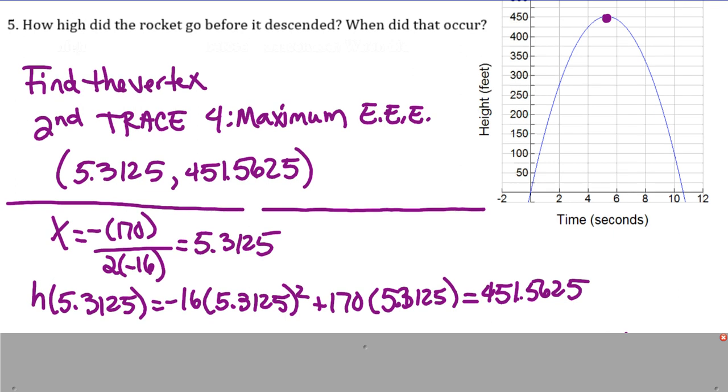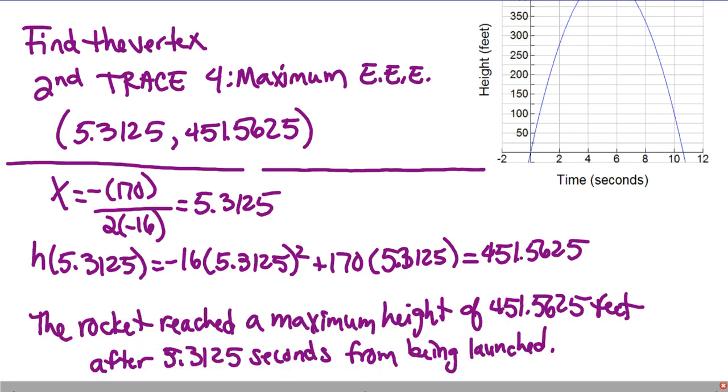So you have two methods for solving your values for your vertex, whether you are using the technology or doing it algebraically. And again, the rocket will reach its maximum height of 451.5625 feet after 5.3125 seconds from being launched. Again, I would go with the exact values, but if you are rounding to the nearest tenth, use the term about, and again, you're showing me your work. If you are using the technology, you have the exact values, you should be good to go. And algebraically, you can get the exact values as well. But if you are rounding, show me your evidence and use about in your sentence.